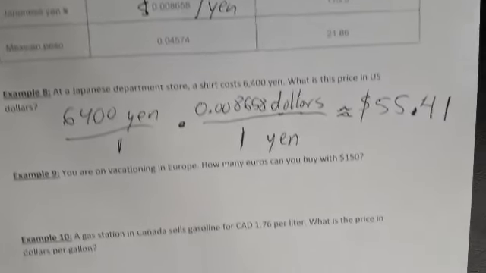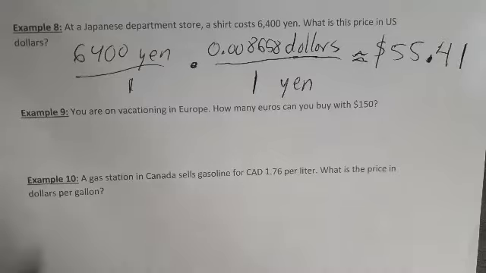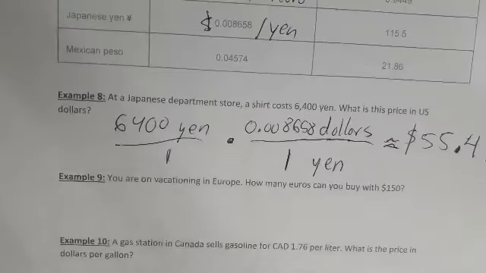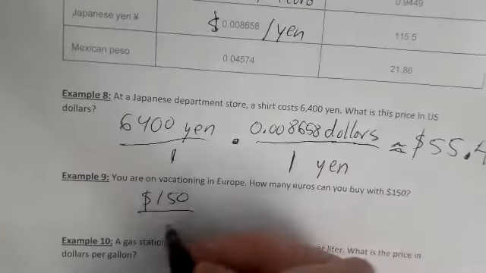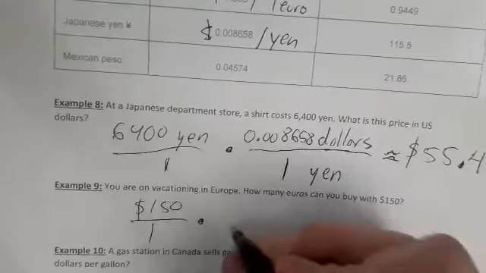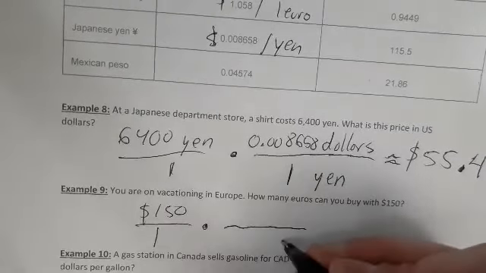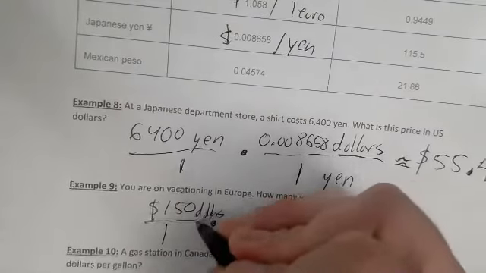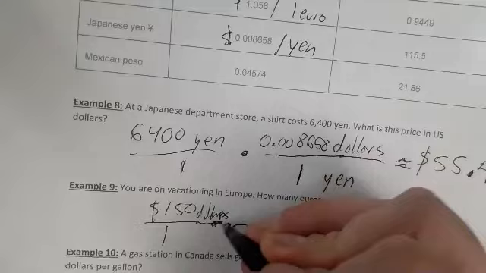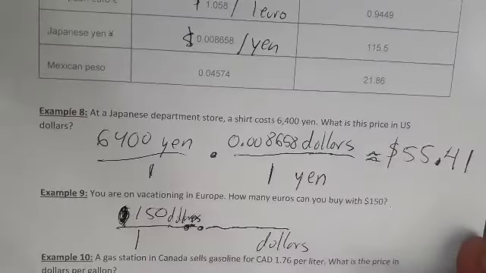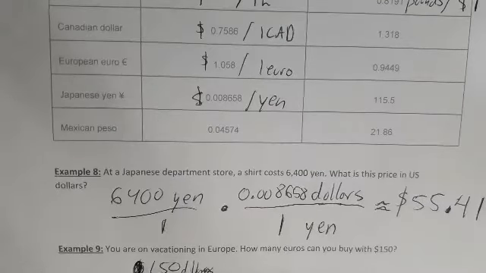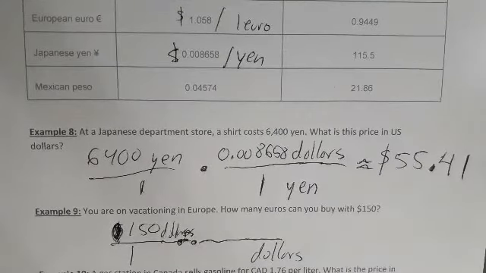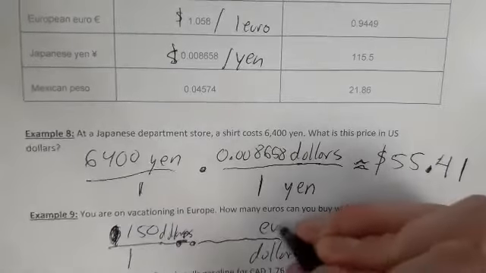Okay, so now we're vacationing in Europe. In this one, we started out with the foreign amount, then we went to dollars. Now we're starting out with dollars, and we want to know how many euros we can get from that. So if we're starting out with 150 dollars over 1, we want to cancel out the dollars. Maybe I should have some consistency. If I'm going to do dollars there, I should probably do dollars here. So I want to cancel out dollars with dollars. I'm looking at my euros. I want to go from dollars to euros.